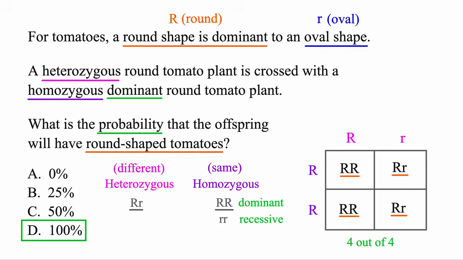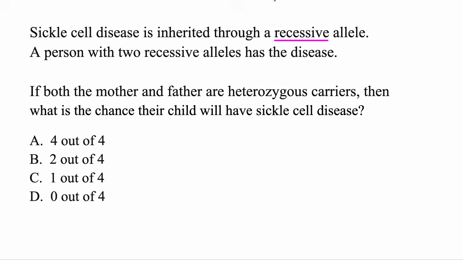All right, well, let's practice with one last one. Sometimes you can inherit a trait through recessive or lowercase letters, so let's look at one like that. Sickle cell disease is inherited through a recessive allele. A person with 2 recessive alleles has the disease. Now, just think of allele as letter, and recessive means lowercase. So if they have 2 lowercase letters, then they're going to have sickle cell disease. What should we use to represent it? Well, sickle starts with S. Let's use 2 lowercase s's to indicate that they have that disease.